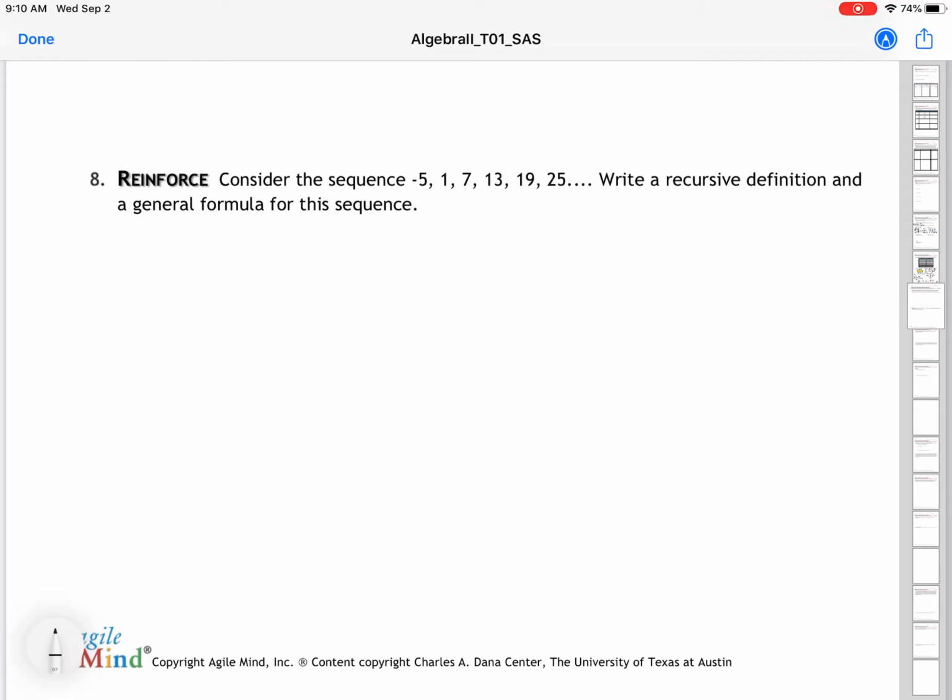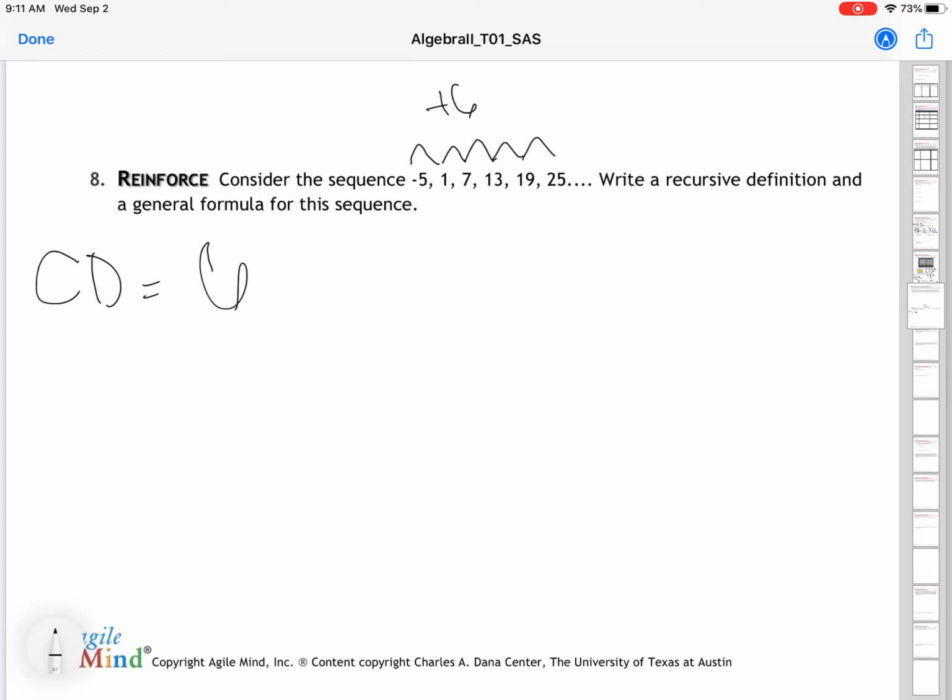And the general formula. So first, let's write the recursive definition. Actually, let's determine the common difference, okay? So my common difference. How do I get from -5 to 1 and 1 to 7, 7, 13, 13, 19, 19, 25? I'm adding 6 every time. Okay, so my common difference is 6.